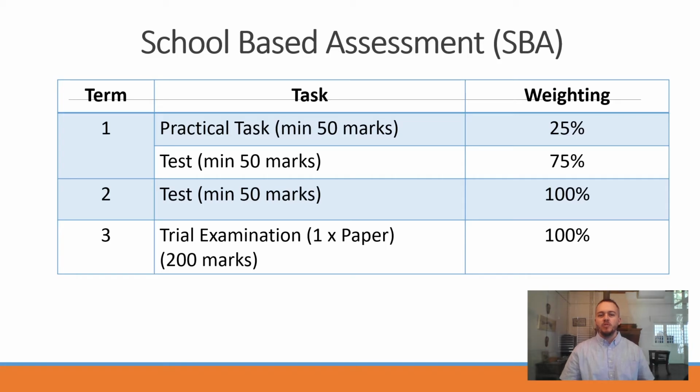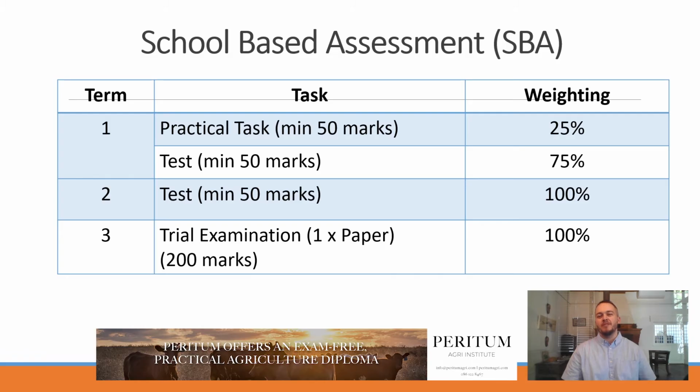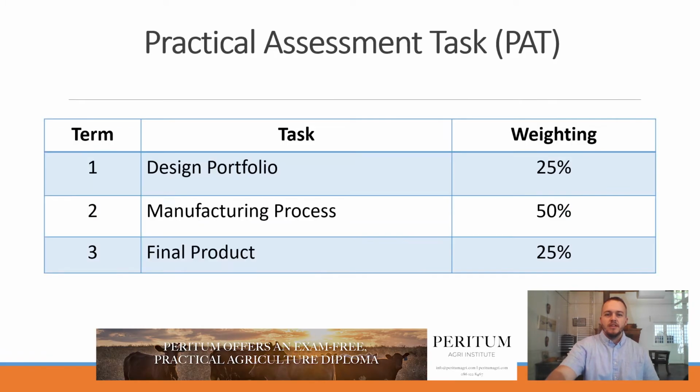And then in term 2, we only have one test. It says a minimum of 50 marks, but if your school is up to standard, it will be 150 for the June. And then your trial examination, one paper of 200 marks of 3 hours each. And if you're at AgriCareers School and you have extra time, it's a 4-hour examination. So it means it's an extra 20 minutes per hour.